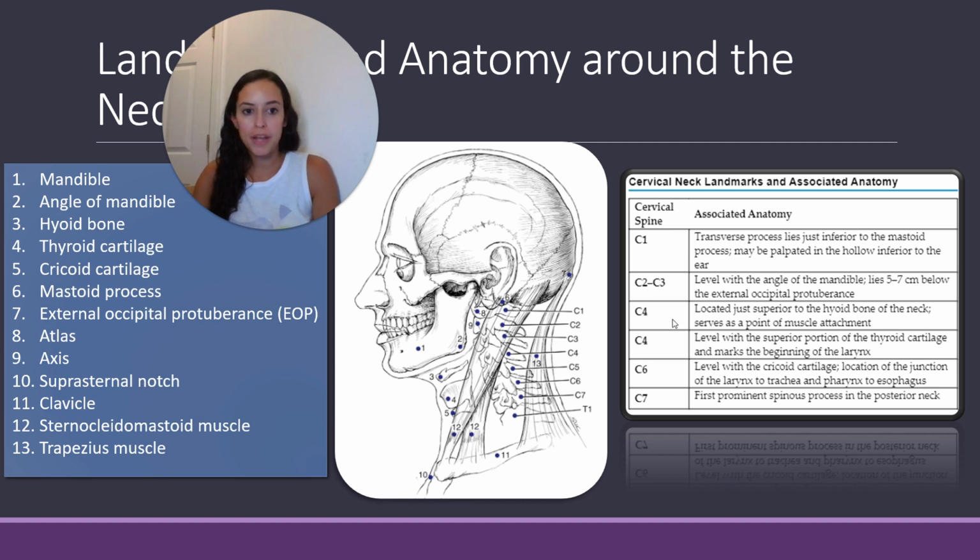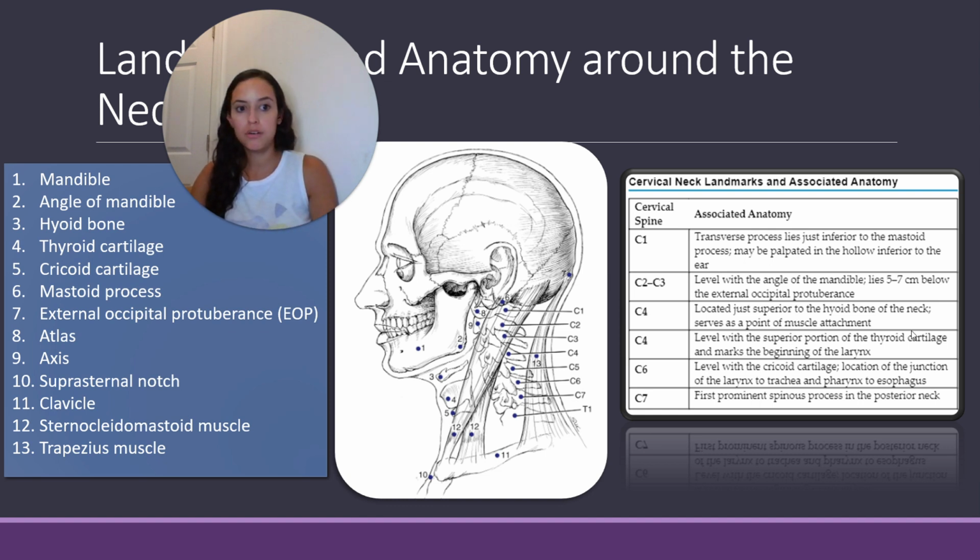At C4, we have a couple of landmarks. We have located just superior to the hyoid bone of the neck. So the hyoid bone is, you can actually move it side to side in your throat. So you know that it's located just superior to that is C4. And that makes sense because the angle of the mandible is right above it, which is where C3 is. So going down, so this is where C4 is.